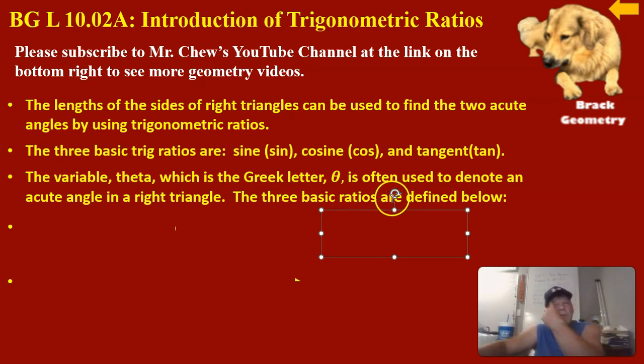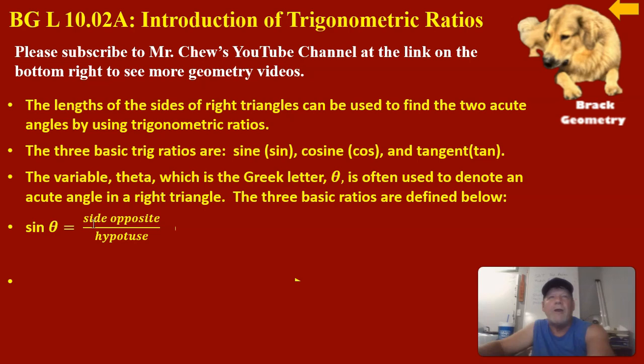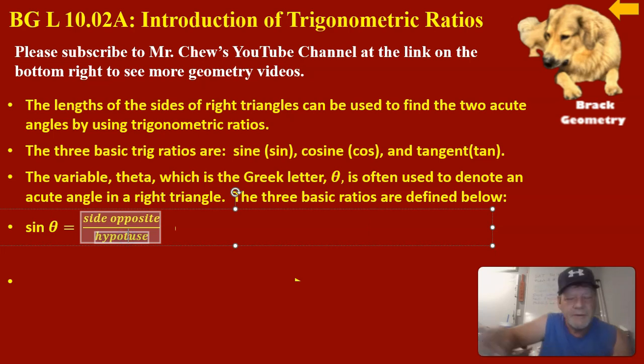The three basic ratios are defined below. So here they are, and they're kind of hard for some students to remember. The sine of theta is the side opposite of theta over the hypotenuse, and that's misspelled, hypotenuse. There you go.